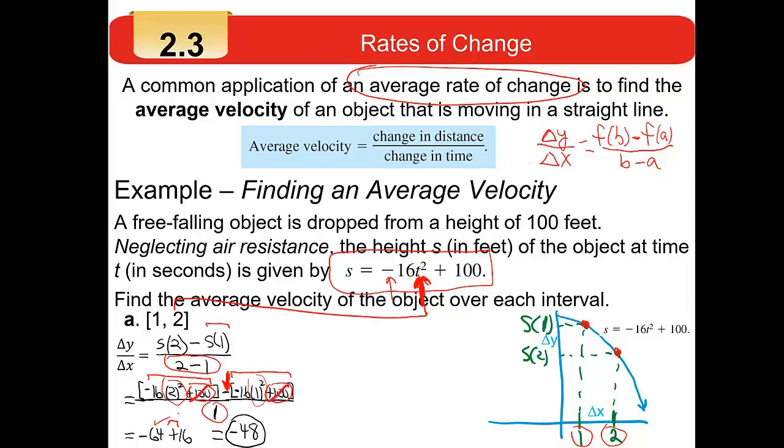So the average rate of change of an object being dropped from 100 feet, if you ignore air resistance, from 1 second after it's dropped until 2 seconds after it's dropped is -48, and it's actually in feet per second. So you could, if you wanted to, add feet per second.